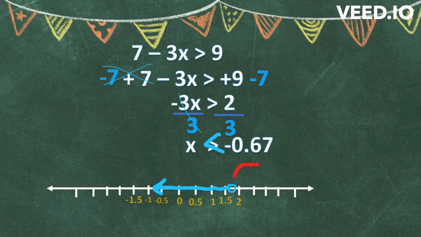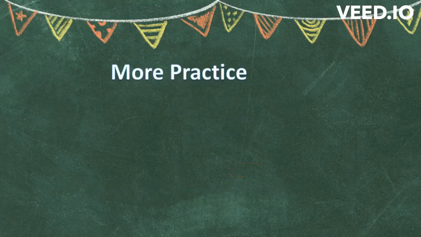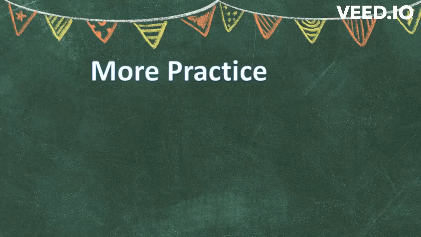Do we need to shade that 0.67? No, because it's not included. But what if it was less than or equal to? Then we need to shade it. I have more practice here.